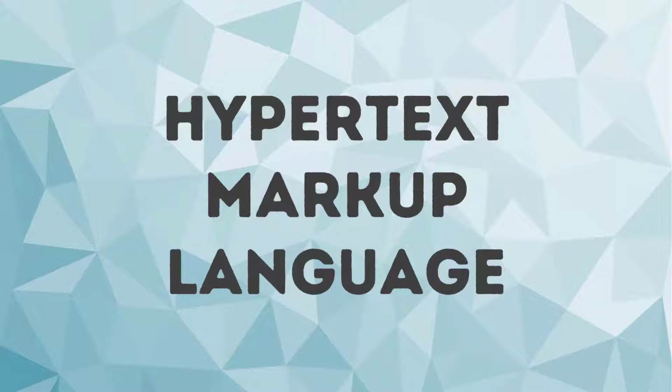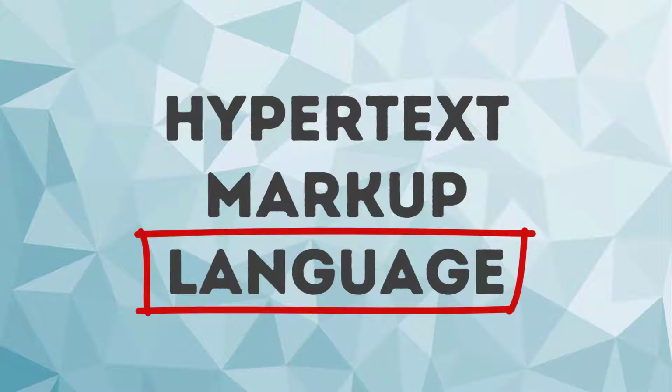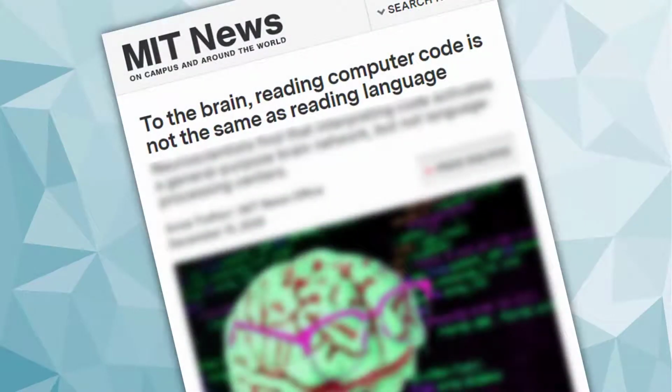A lot of people think of HTML as a type of language. It says it literally right there, that it's a markup language. But in reality, it's not exactly a language. In a recent study by MIT, neuroscientists found that interpreting the code and writing HTML activates different parts of the brain than our language processing centers.